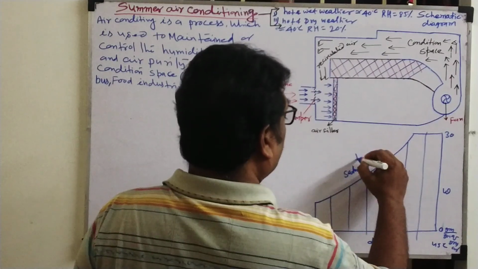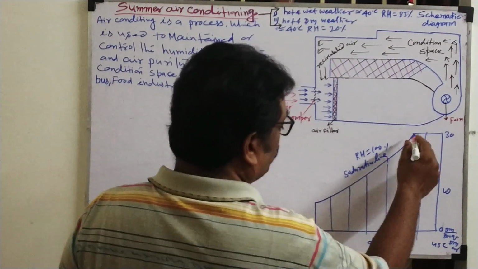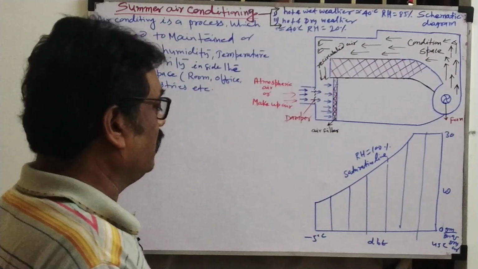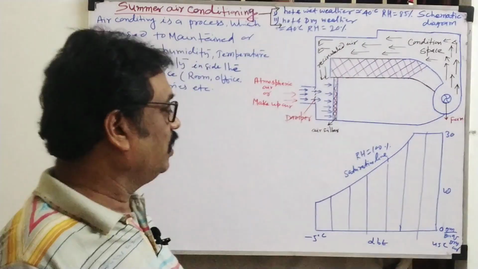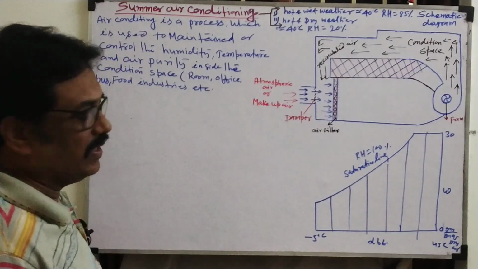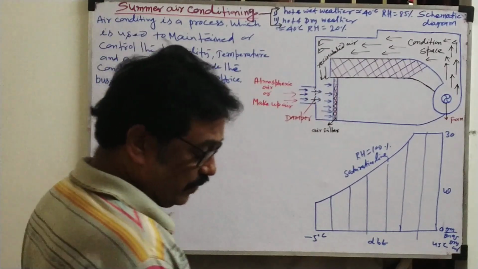Saturation line. Here relative humidity will be 100%. Okay, relative humidity, that means moisture will be 100% in this line. So now psychrometric chart, we are not going to study details. Already in the previous video I explained this. So now how to design, that only we will explain with the help of the psychrometric chart.